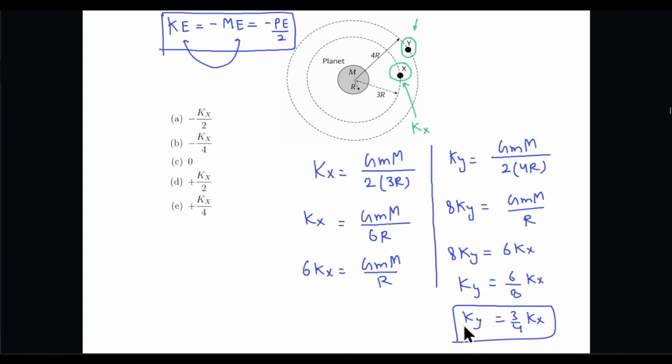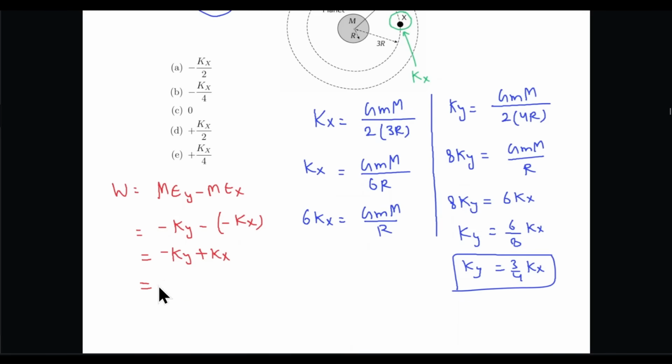And now all I need to do is subtract the mechanical energy. So it will be mechanical energy at y minus mechanical energy at x. That's going to be the work done. Mechanical energy is negative of kinetic, so negative of ky minus negative of kx. So it will be negative ky plus kx, so kx minus ky. So kx minus, and ky is 3/4 of kx. So this will become 1/4 of kx, positive. That is the work done, which is option E. That should be the correct choice.